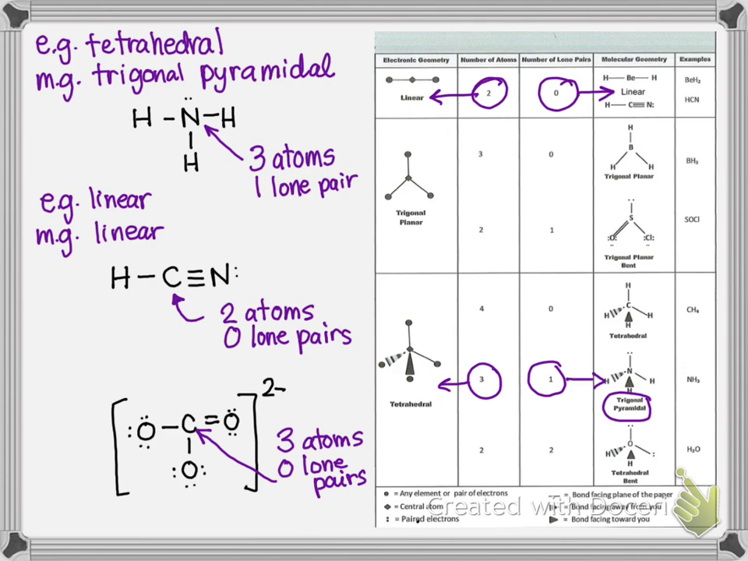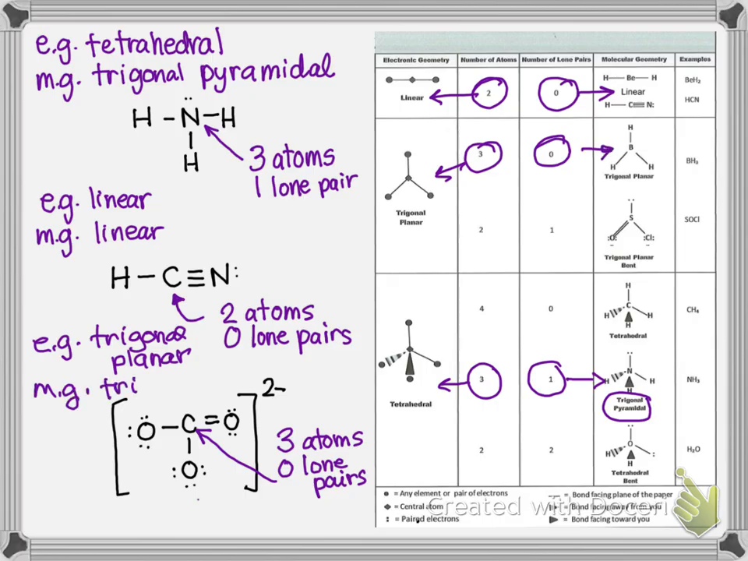So carbon, let's see, 3 atoms. So here's 3 atoms and 0 lone pairs. And so the electronic geometry is trigonal planar. That has 3 things around it. And then the molecular geometry is also trigonal planar. Remember, anytime there's no lone pairs on the central atom, the electronic geometry and the molecular geometry are the same.